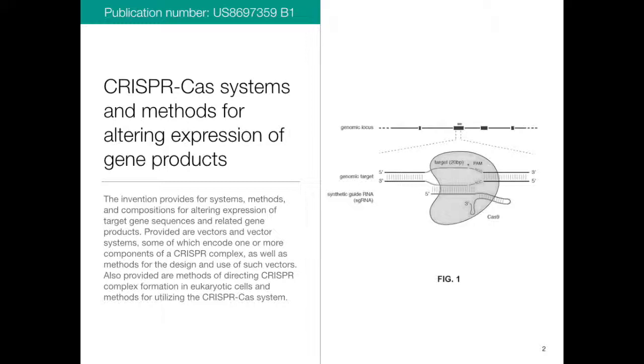CRISPR-Cas systems and methods for altering expression of gene products. The invention provides for systems, methods, and compositions for altering expression of target gene sequences and related gene products. Provided are vectors and vector systems, some of which encode one or more components of a CRISPR complex, as well as methods for the design and use of such vectors. Also provided are methods of directing CRISPR complex formation in eukaryotic cells and methods for utilizing the CRISPR-Cas system.